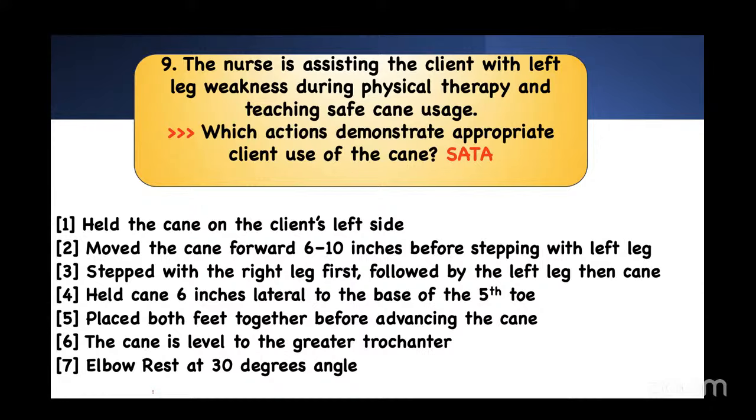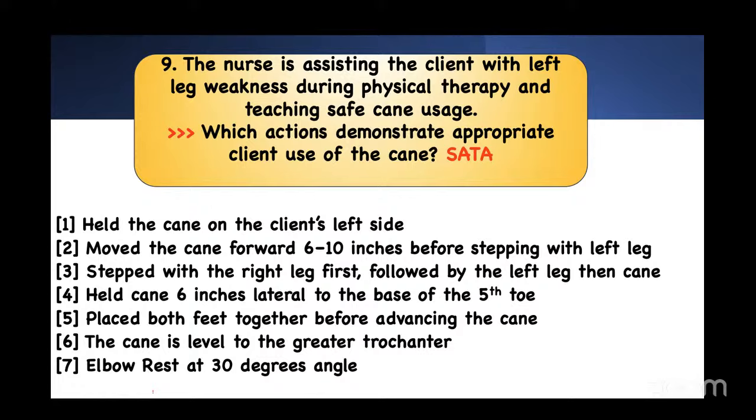The cane is level to the greater trochanter. Right move. That's the place where it's supposed to be. Excellent. Your elbow should be what? At 30 degrees, right? So there's 4 answers there. You don't have to pick everything. Those that you're 100% sure, you pick. 7 is right. Elbow rests at 30 degrees. The cane is level to the trochanter. Those are the basics you have to know.